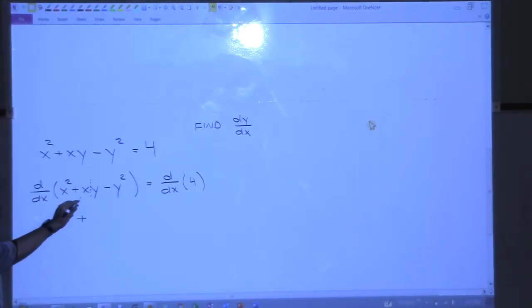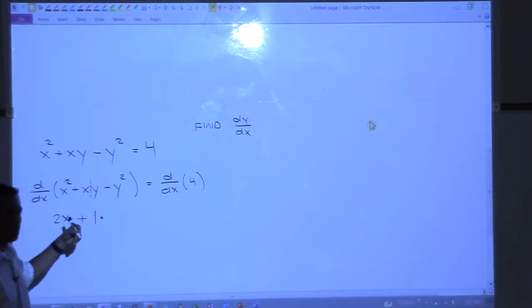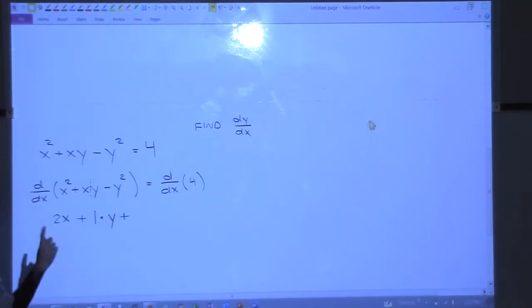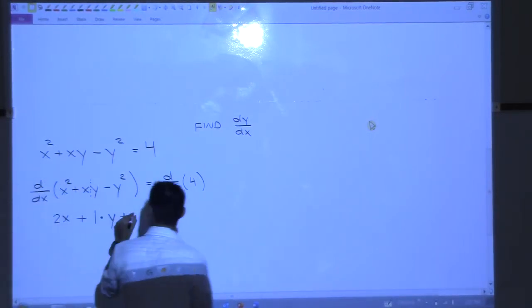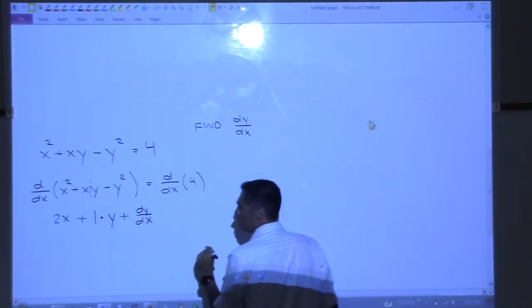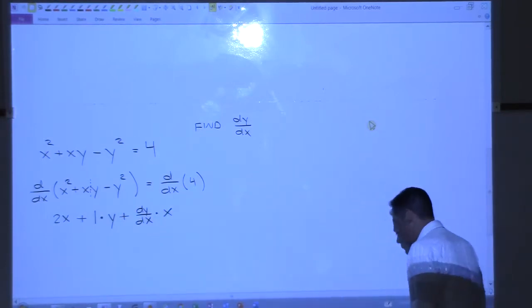Okay, so what is the derivative of x, Marcus, with respect to x? 1. Okay, 1 times y, okay, plus, now, Marcus, very important. What is the derivative of y with respect to x? dy dx. There it is. That's the piece we wanted to appear. dy dx. And are we done, Marcus? Times x. Perfect. Excellent.